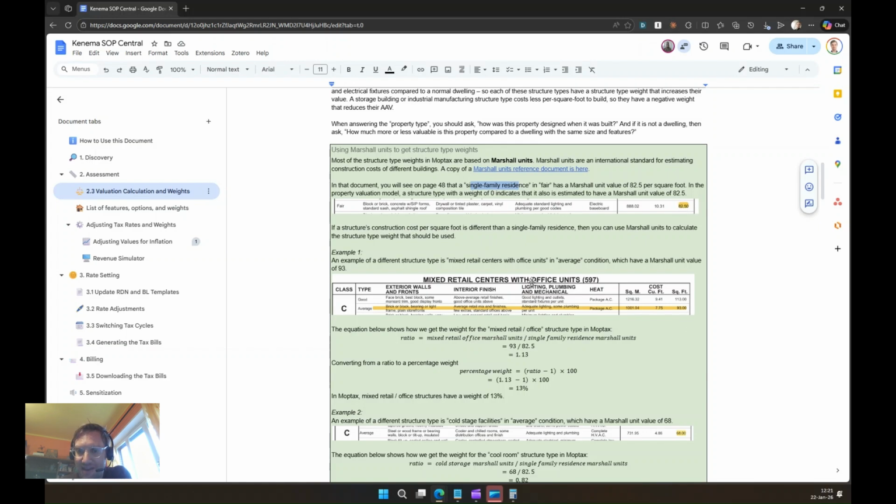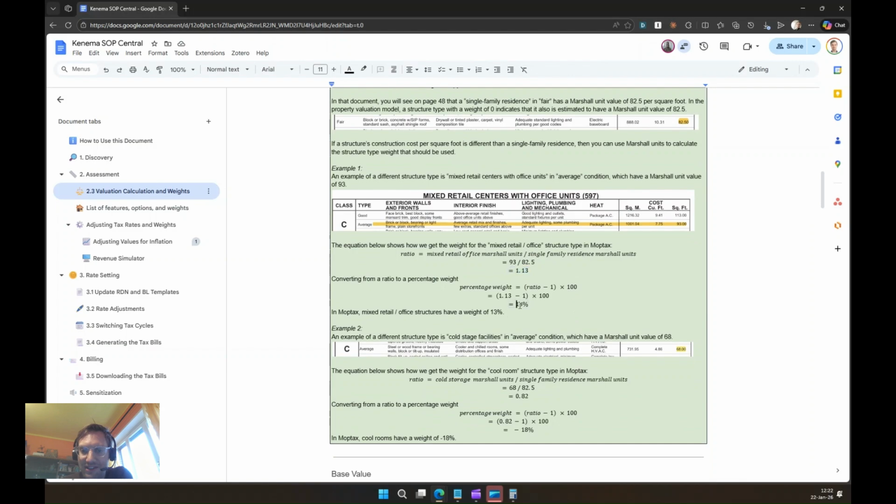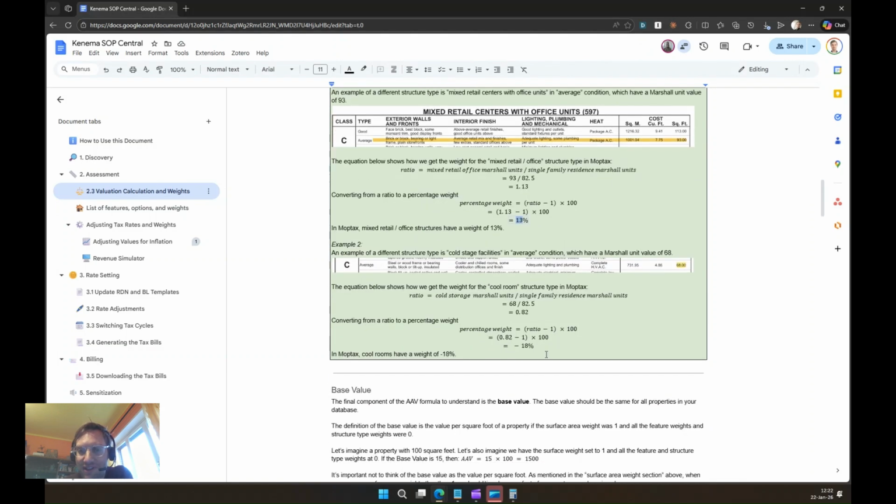The cost for a mixed retail center with office units, which we call mixed retail office, that's 93. So a mixed retail office building has a higher Marshall unit cost than a single family residence. And so we use the ratio like 93, which we get here, over 82.5, which we get here. And that gives us the Marshall unit ratio, which allows us to get what the weight is that we put into the system. I won't go into all of this.